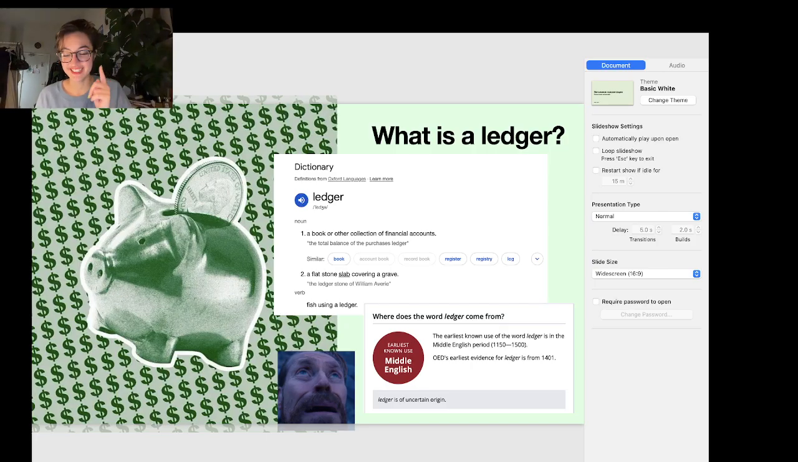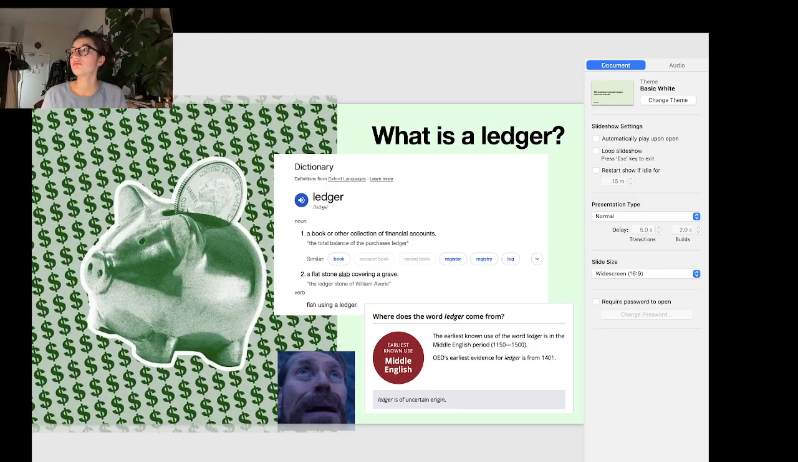So this time I didn't delete everything, so that's how we're coming to what a ledger is. A ledger, according to the Oxford English Dictionary, is a book or other collection of financial accounts, which is obviously true, but also a library can be a ledger, or your phone with its memory, or even your brain is also some sort of a ledger.